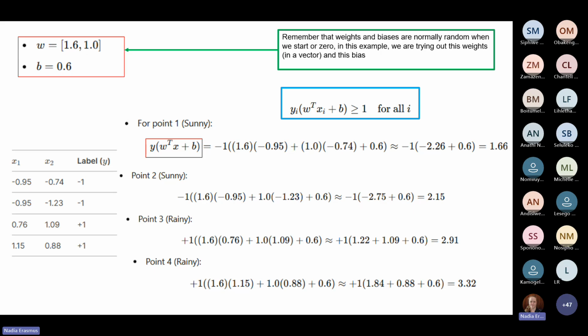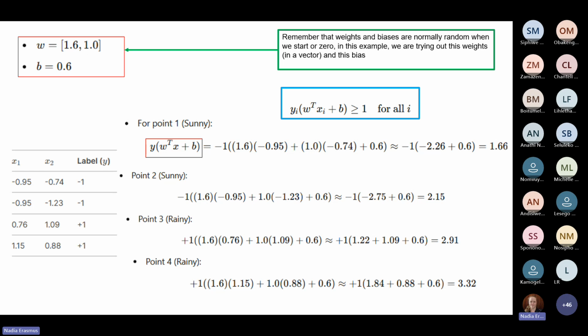So for data point 1, we're going to have the label minus 1 and brackets. It's our first weight times our first value plus our second weight times our second value, and we have our bias. Okay, so we're going to say it's approximately 1.66 and it is greater than 1. Okay, so it's greater than 1 for i.